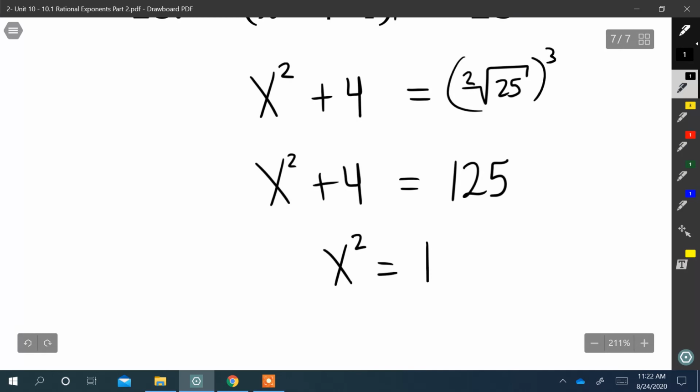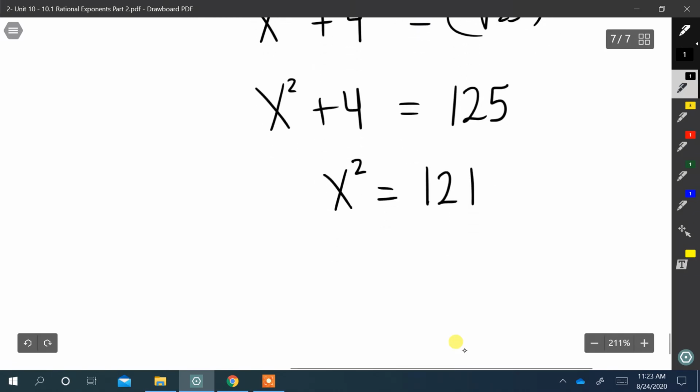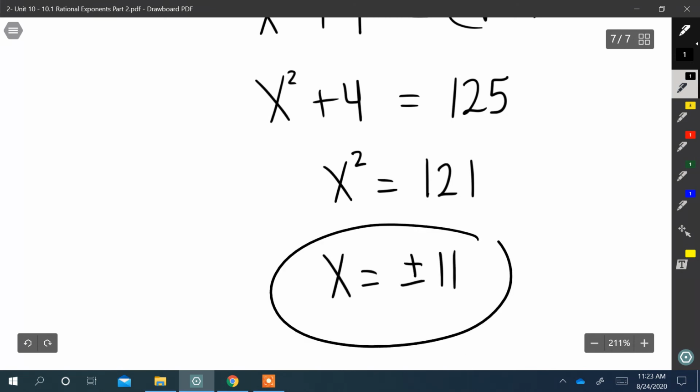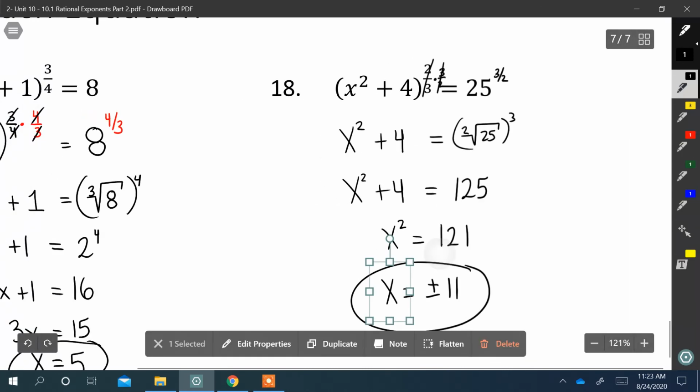We're going to subtract 4 and 1 on both sides. We get 121. Take the square root on both sides, and you get plus or minus 11 as our final answer.